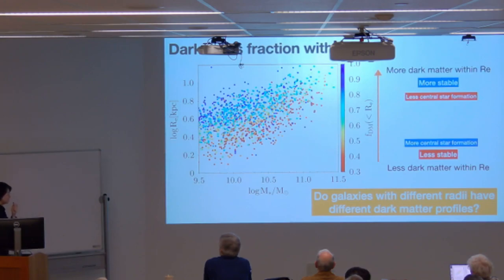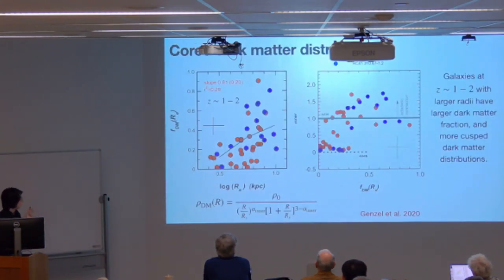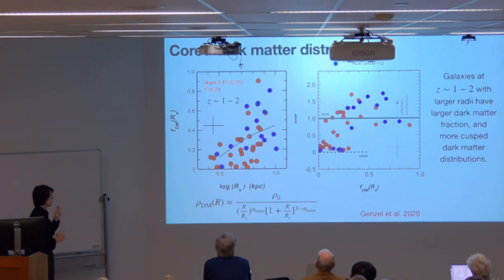So the question is, is this simply from that, or is it possible that galaxies with large radii could also have a more dense dark matter distribution in the center? Okay, so I'm going to show something that is preliminary, and we are still working on that. Let me first cite some results for higher redshift galaxies.